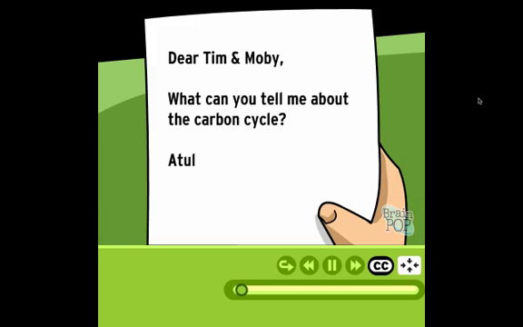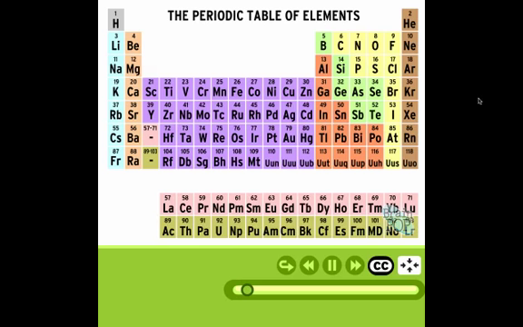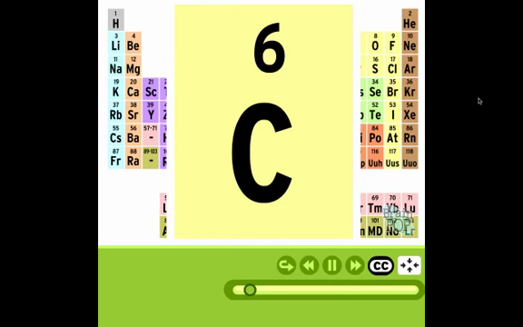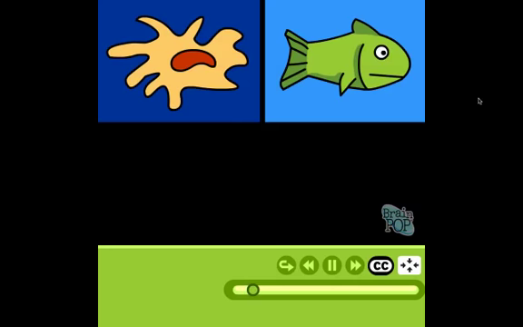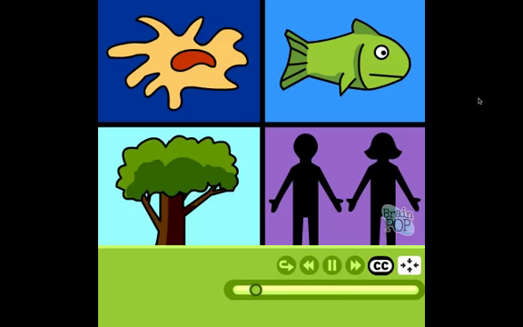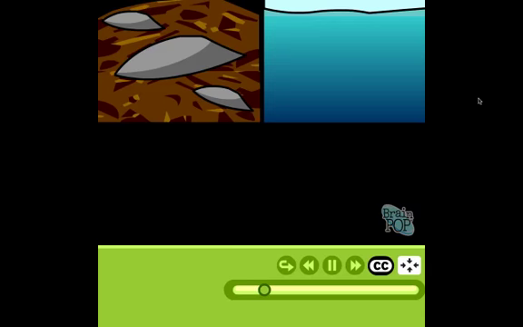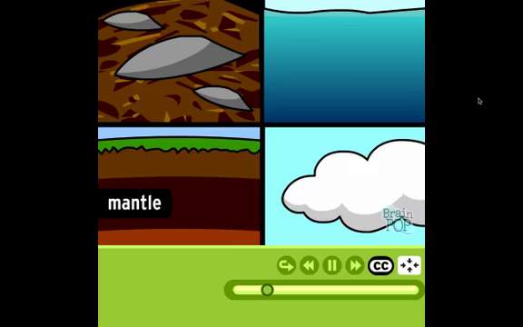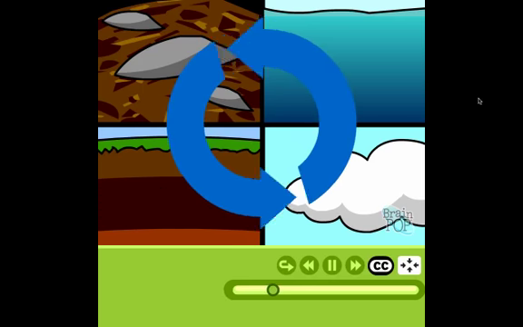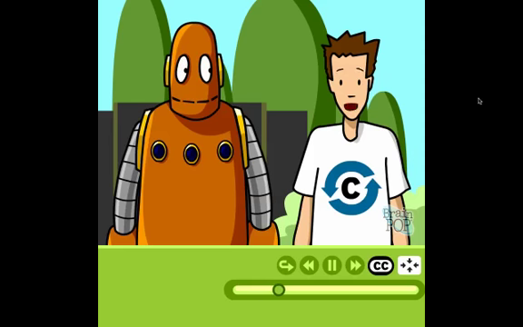Dear Tim and Moby, what can you tell me about the carbon cycle? From Atoll. Well, carbon is the fourth most common element in the universe. It's the building block for all life on Earth. Every single cell and every living thing contains some carbon. Carbon is common in non-living matter too, in rocks and soil, dissolved in seawater, inside the Earth's mantle, and in the air as carbon dioxide. Earth's carbon is constantly flowing from one of these forms to another. That's the carbon cycle. It's like the water cycle, only a bit more complex.